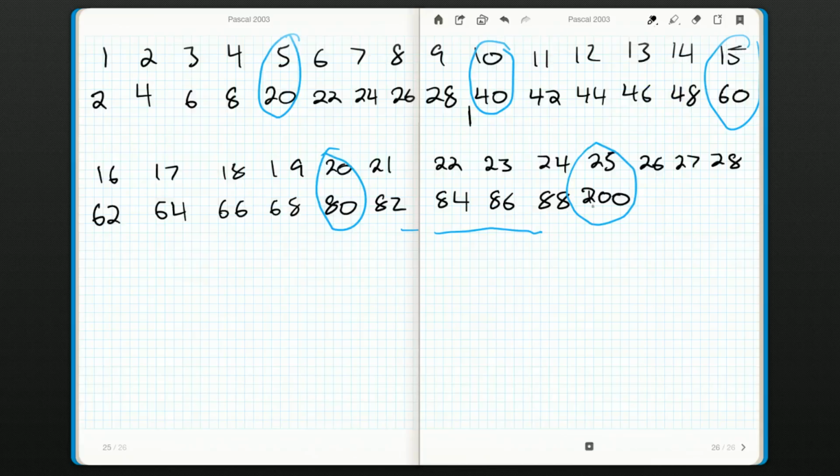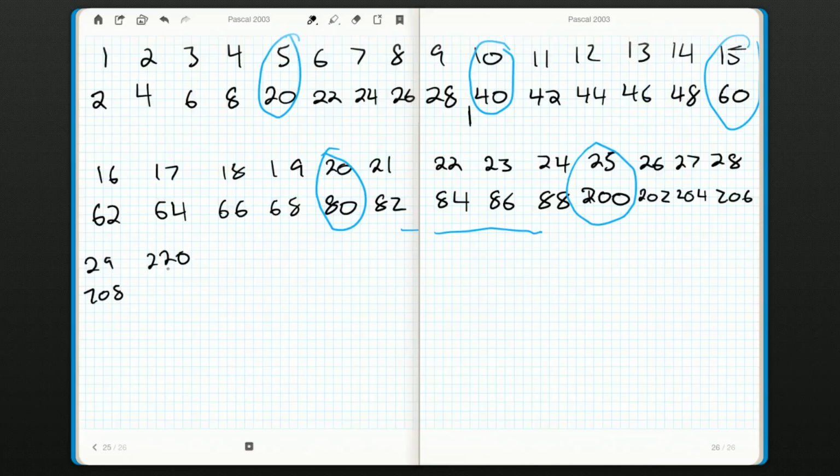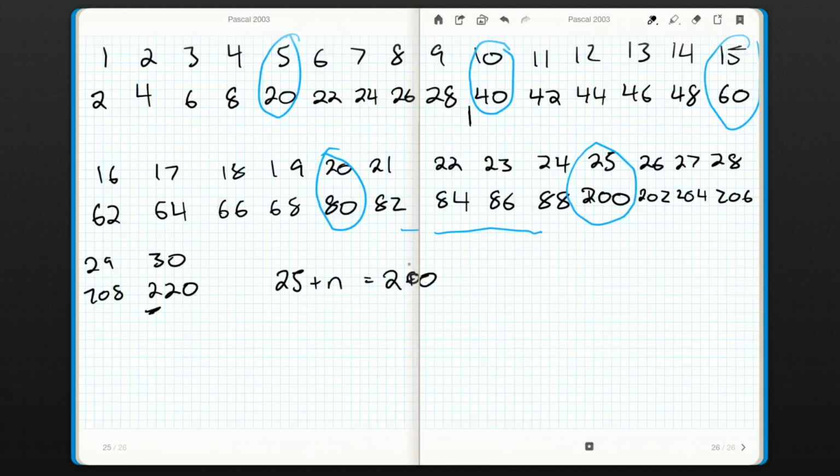After 200, we're going to go 202 and 204 and 206, and then 208, and we'll get 220. Oops, that'll be for 30. So it looks like we're sort of repeating, but with a 2 in front. So that's every number. So 25 plus n is just 200 plus whatever the n value was. That's sort of the idea.